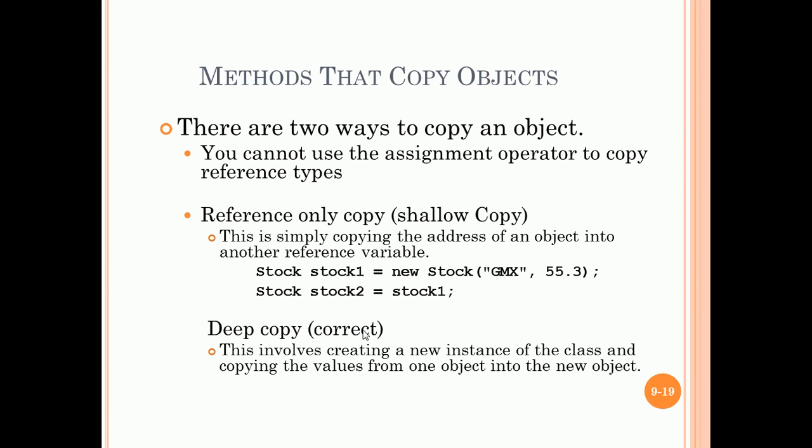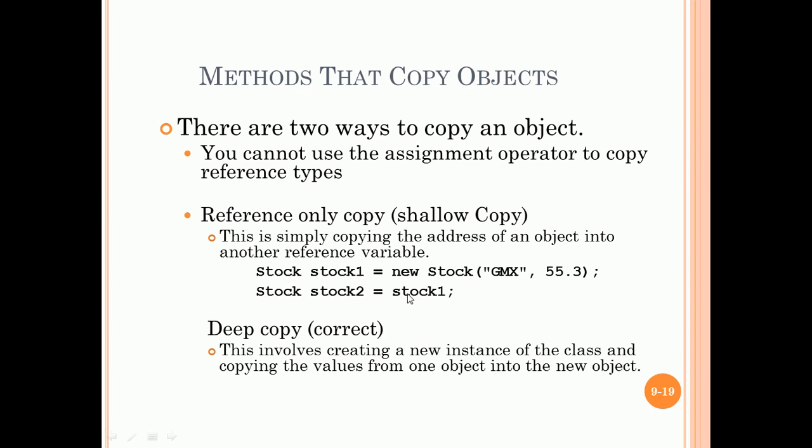First I will discuss the reference only copy. In the reference only copy, what we do is that, for example, we create an object stock1. Stock1 will be created in memory, and this variable stock1 will contain the address where this object is generated. In order to copy this object into a new object, I will write stock2 is equal to stock1.